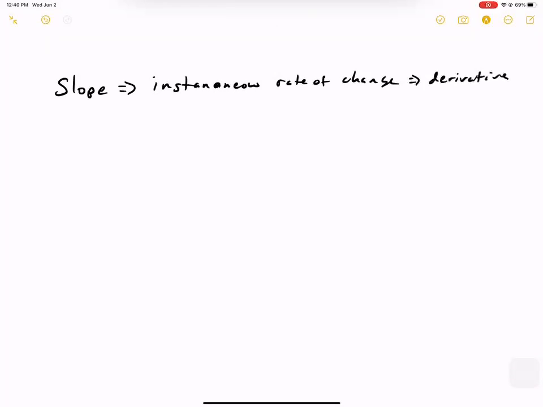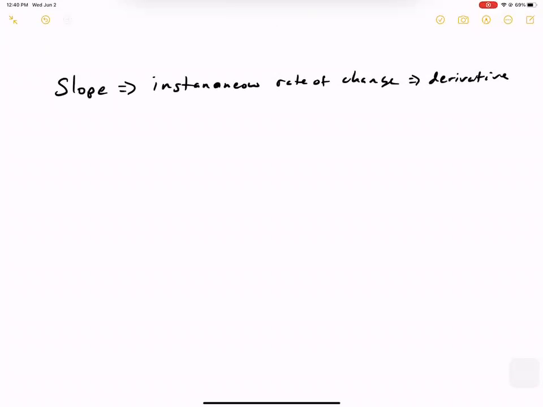So hi everyone. Today we're talking about, again, slope. So let's write a couple of things that are related. We're looking at slope. We can also call this instantaneous rate of change. Instantaneous. And this is also called the derivative. Okay, so these three things are synonymous for what we're doing right now.